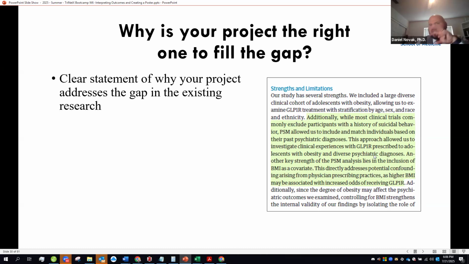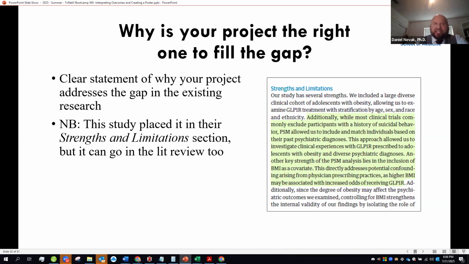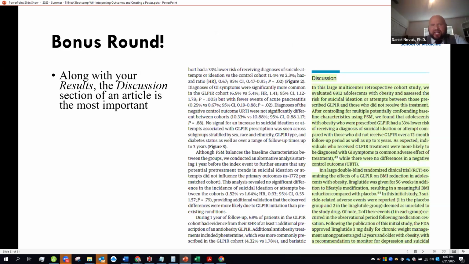So this study is the right one to fill the gap because the affordances, the components of TriNetX that make it unique, allow this study to investigate something that is usually not done in the randomized controlled trial paradigm. So that's really important to be aware of, and something very important to make sure you do in your paper is say, why is your paper the right one to fill that gap? And this can go in your literature review as well, or your methods section, depending on what you're working on.